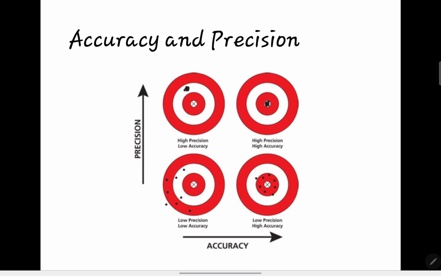However, in the last picture we can also see that there is clustering of the test results towards the actual value, so it has high accuracy. However, it is not clustered together as seen in the upper picture, so it has low precision.